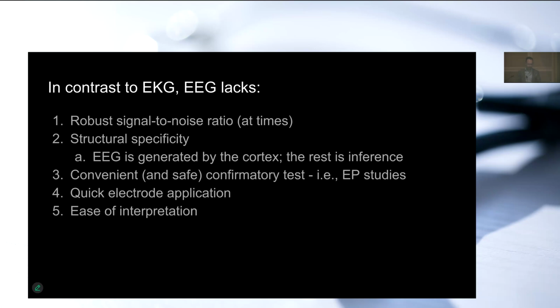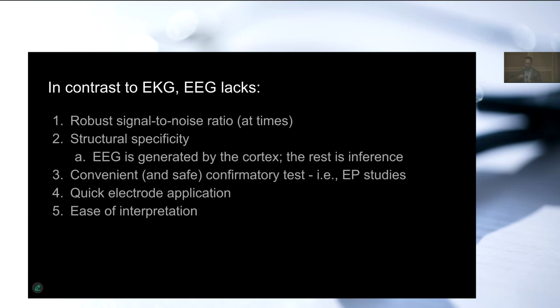In contrast, however, EEG does not have robust signal to noise ratio, as we've discussed already. It doesn't have structural specificity. If you see, for example, a prolonged QRS, you can confidently state that the abnormality would be within the His-Purkinje system or distally, right? You can have cardiac anatomic boundaries for the things you see. In EEG world, you can't really say this because the EEG is only generated by the cortex. So you can have abnormalities in the EEG that are actually driven by an abnormality in the brainstem, but you can't say that confidently. You can only infer that based on other clinical parameters that lead you to believe that there's brainstem dysfunction. So it's a little bit indirect that way. We don't have quick electrode application.